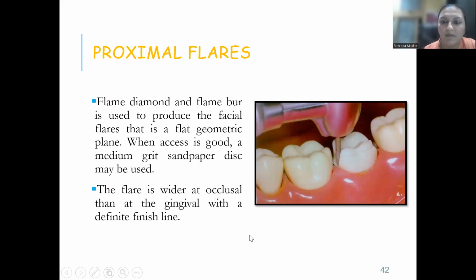Then is the proximal flares. Flame diamond and flame burr is used to produce the facial flares, that is a flat geometric plane. When access is good, a medium grit sandpaper disc may be used. The flare is wider at occlusal than at the gingival with a definite finish line.